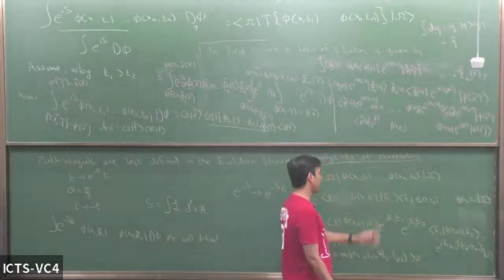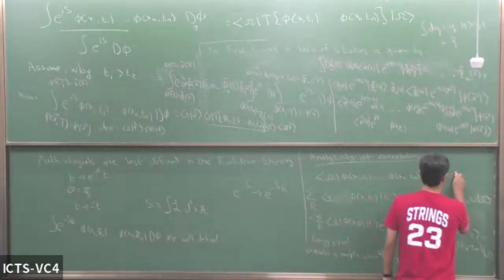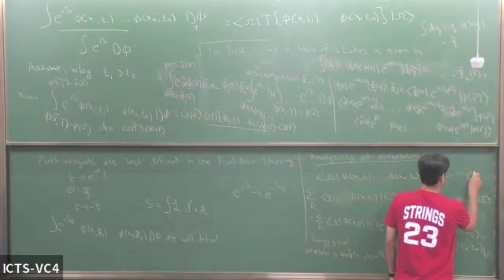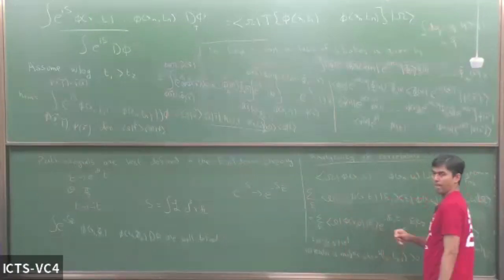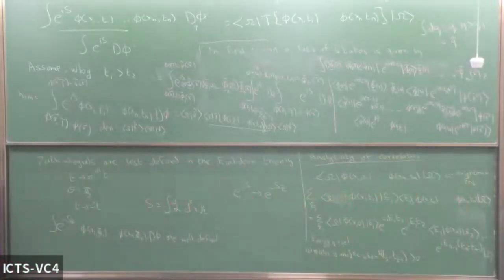These kinds of correlators are called Wightman functions. They are not quite time ordered functions. Is this clear what I just said right now? Okay, good.